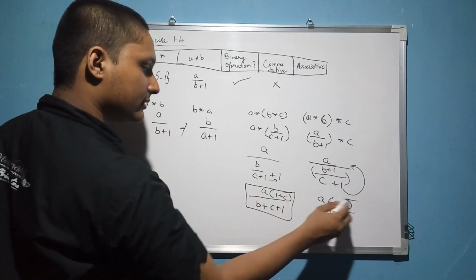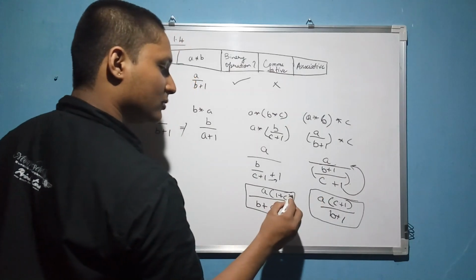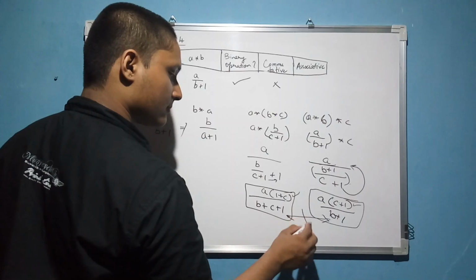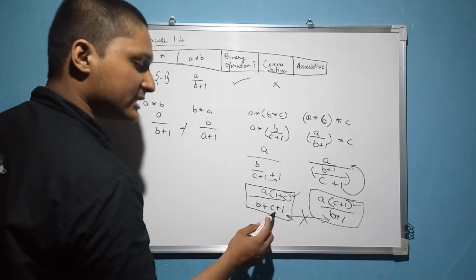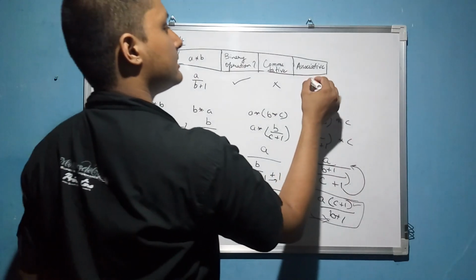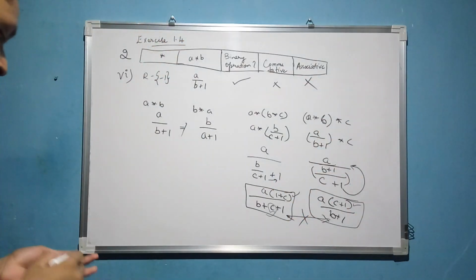See, you can see that in both of them the numerators are the same but the denominators are not matching. Here it is b plus c plus 1, there is one more extra. Here you have only b plus 1, so you can just tell that it is not associative, right?